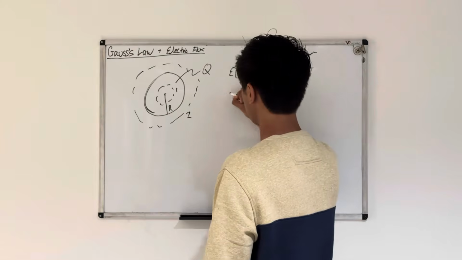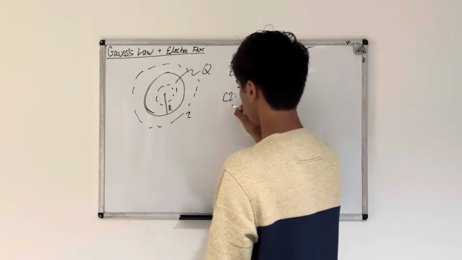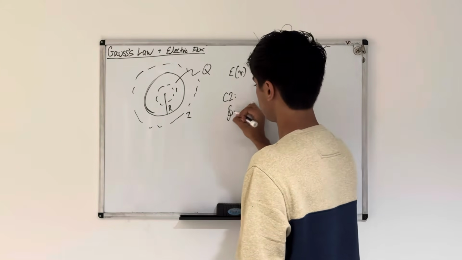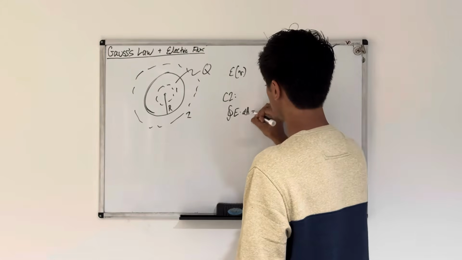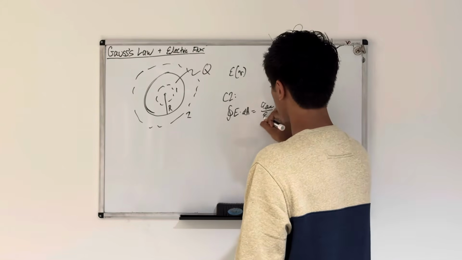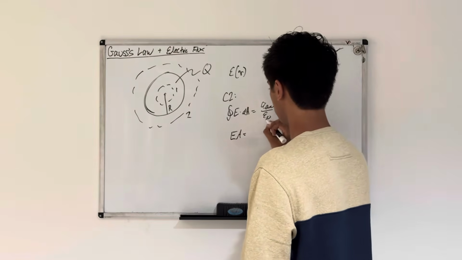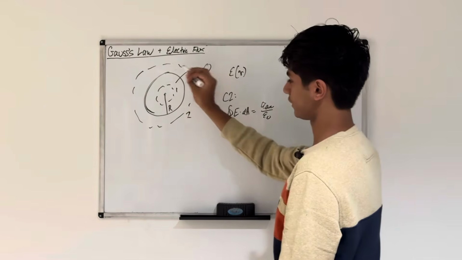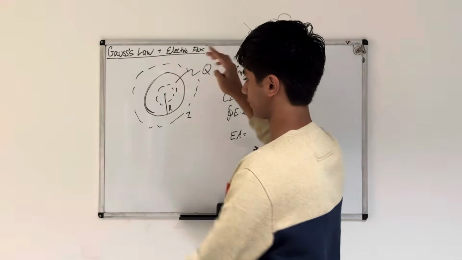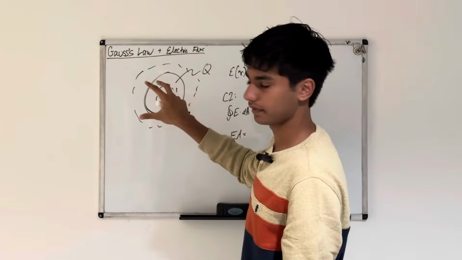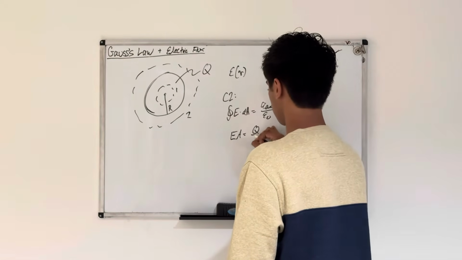So let's start with case 2 first. With case 2, again, the integral of E dot dA is equal to Q enclosed over epsilon naught. Since we chose a good Gaussian surface, it's just E A equals Q enclosed over epsilon naught. Our Q enclosed is just going to be Q, right? Because our Gaussian surface is enclosing this entire sphere. So just Q over epsilon naught.